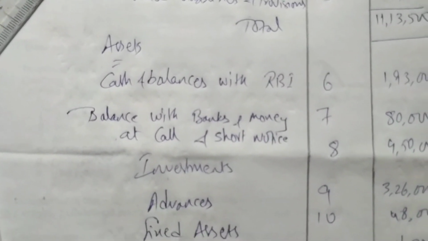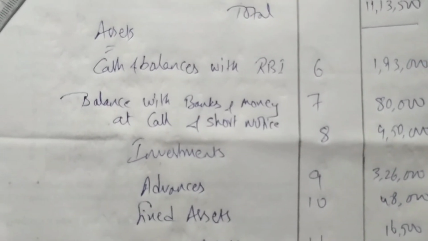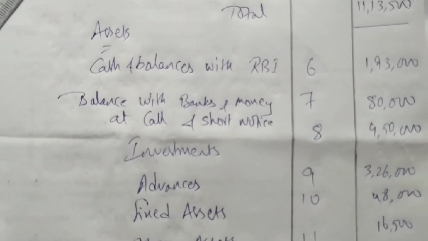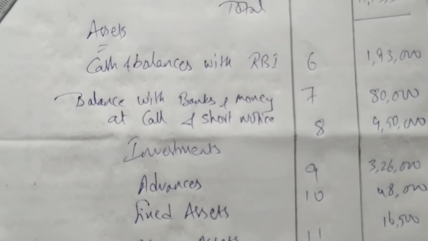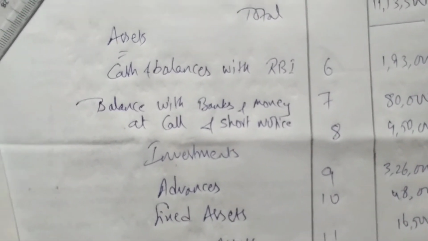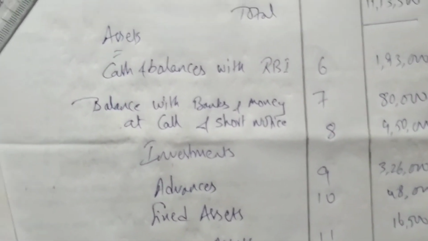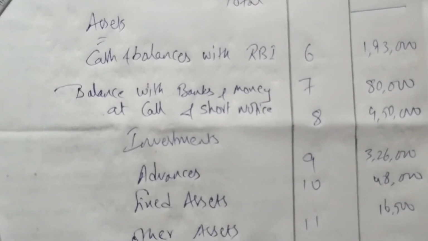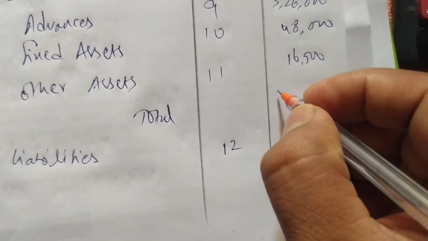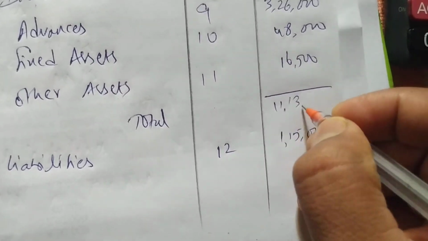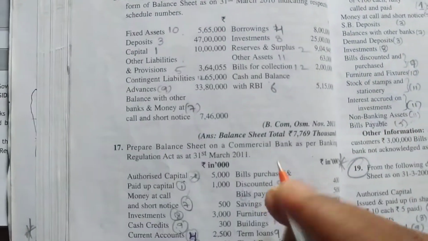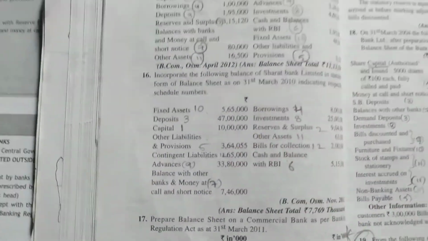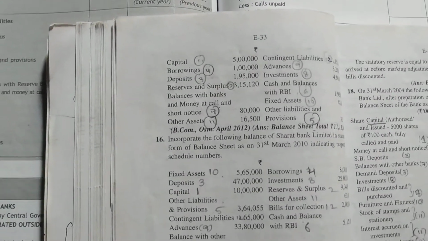Then we'll be writing 1 lakh 93,000 plus 80,000 plus 4 lakh 50,000 plus 3 lakh 26,000 plus 48,000 plus 16,500. Getting 11 lakh 13,500, the total of assets also. Okay, so like this you have to solve problems. It's very easy, and I want you to solve this problem, the 16th one, page number E33.